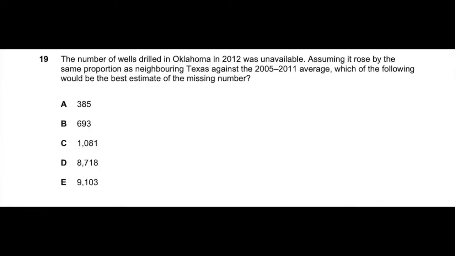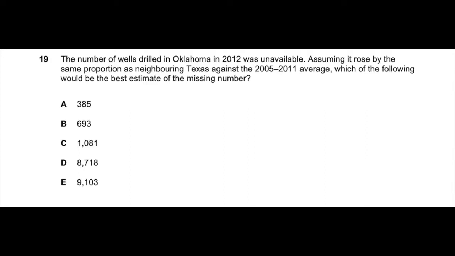Drilled in Oklahoma in 2012 was unavailable. Assuming it rose by the same proportion as neighboring Texas against the 2005 to 2011 average, which of the following would be the best estimate of the missing number? The correct answer is C because of the following.